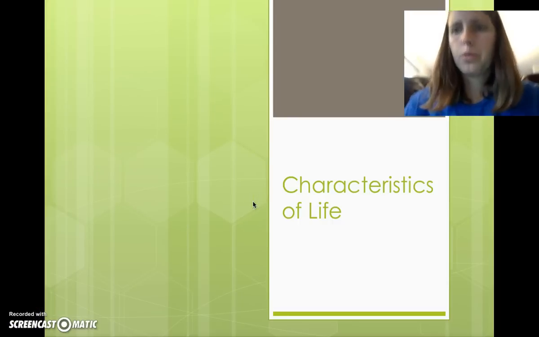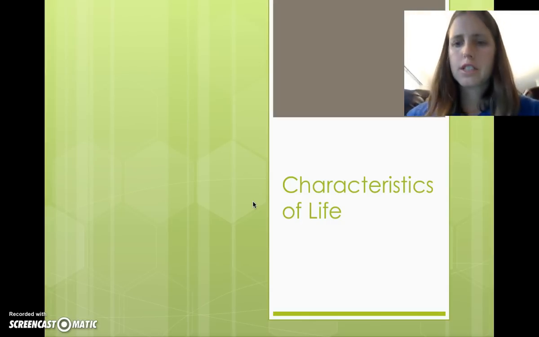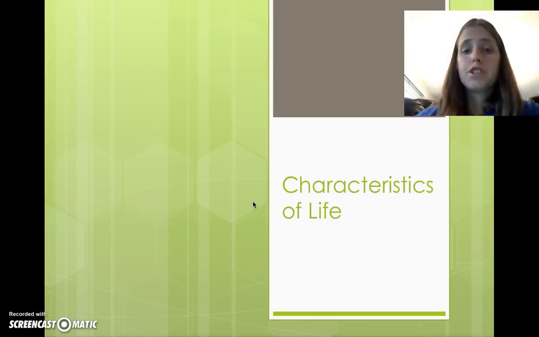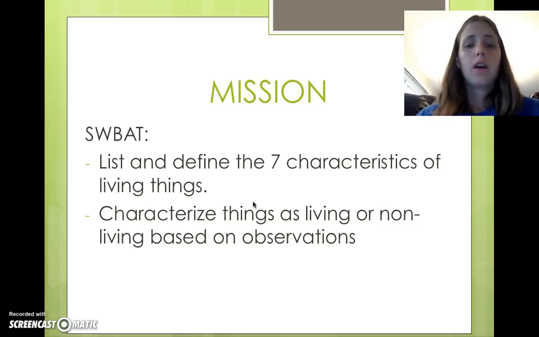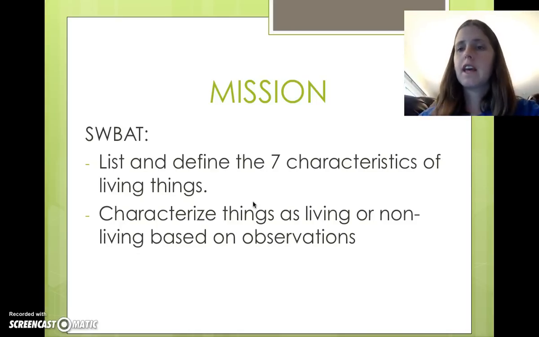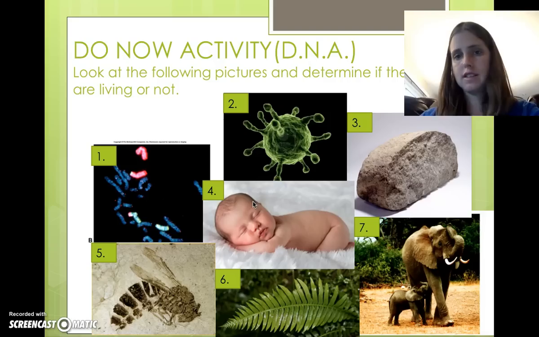All right, so we are going to do a quick lecture about the characteristics of life. So you just finished an Is It Alive lab, and we talked a little bit about the characteristics of life, but I want to give you more information about each of them. So by the end of this, you should be able to list and define the 7 characteristics of living things and also categorize things as living or non-living based on your observations.